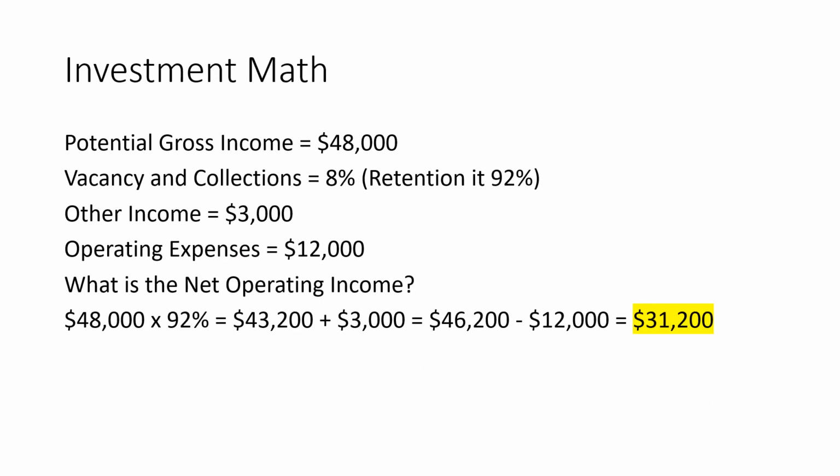Investment math. Potential gross income, $48,000. Vacancy and collection is 8%. So you're actually making 92% of your potential gross income. Other income is $3,000. Operating expenses are $12,000. What's your net operating income? $48,000 times 92%, $44,160. Then you add your other income, and your effective gross income is $47,160. You're going to subtract your operating expenses, and your net operating income will be $35,160.